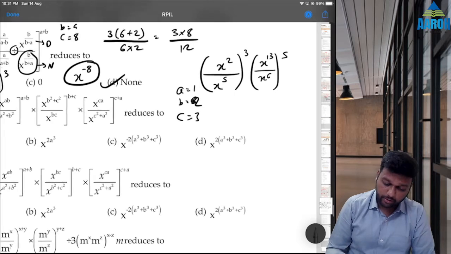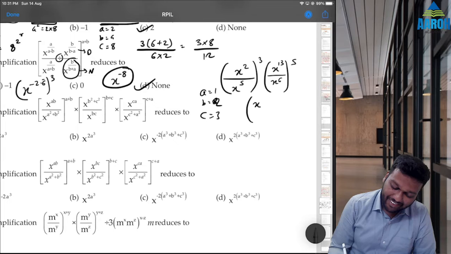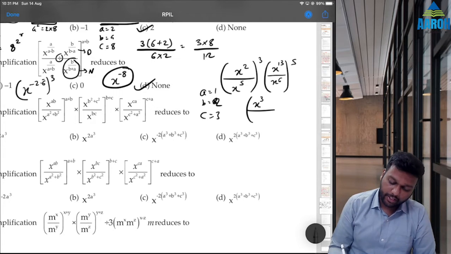If I make any calculation mistake, I hope you will not be able to tell me because this is a recorded lecture, but I hope I don't make one. C into a is what? 3. C square plus a square is what? 10. Whole bracket raised to 4. Okay.